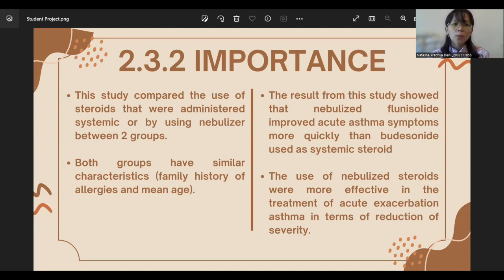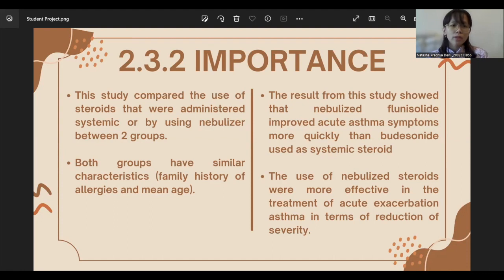So this study compared the use of steroids that were administered systemic or by using nebulizer between 2 groups. Both groups have similar characteristics where there was a family history of allergies at 60% and the age mean was within the range of 5.8 plus minus 7.45. Although there are differences in the amount of gender, where the number of boys was bigger than the girls.